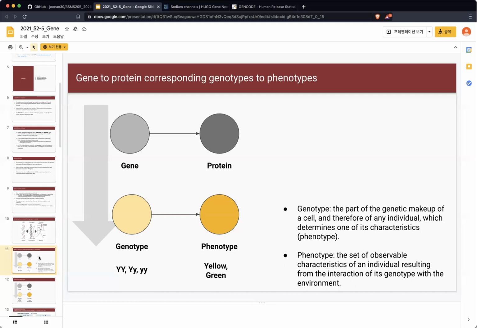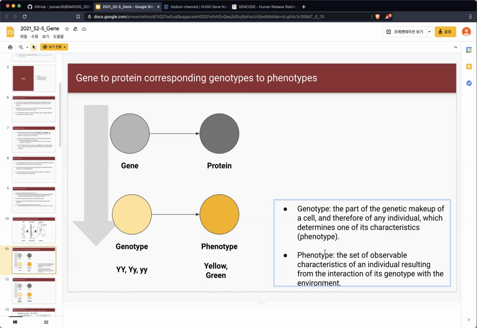The genotype is the part of the genetic makeup of a cell, and therefore of an individual, which determines one of its characteristics, right? The characteristic is equal to the phenotype, and the phenotype is the set of observable characteristics of an individual resulting from interactions of its genotype with the environment, right?